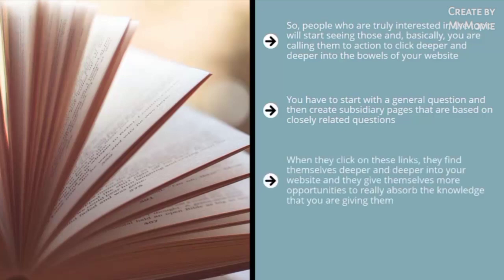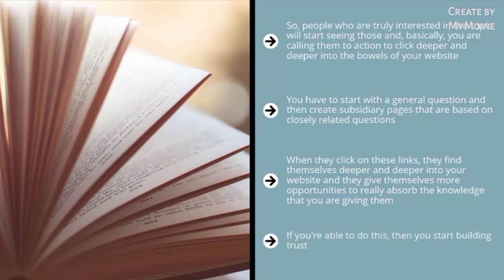When they click on these links, they find themselves deeper and deeper into your website, and they give themselves more opportunities to really absorb the knowledge that you are giving them. The whole point here is to demonstrate to them that you are sufficiently knowledgeable about your niche.